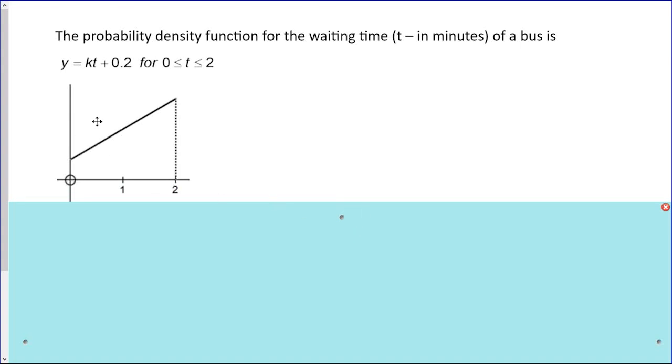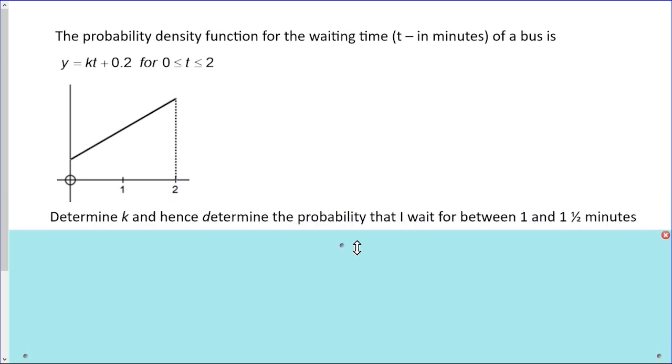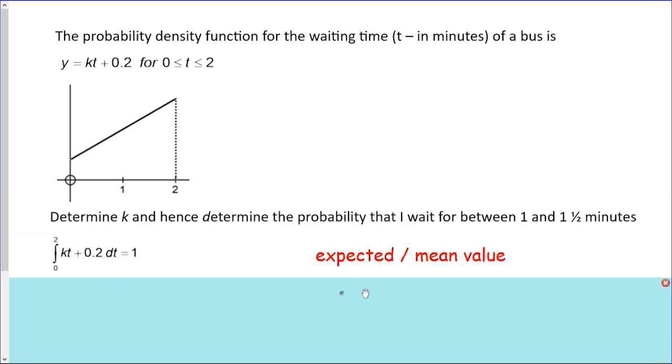And here's the equation of this line. Now, we need the area under this curve to be 1, the total area under this line to be 1. I could work it out using the area of a trapezium, if I knew that, or by resolving this into a rectangle and a triangle. But let's just use some integration. If I integrate my function kt plus 0.2 from 0 to 2, I must get 1.